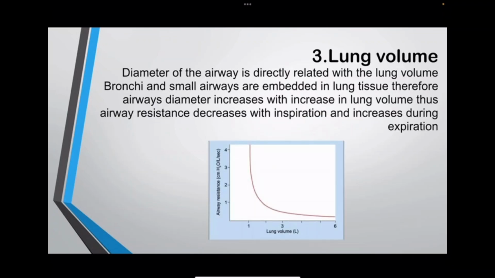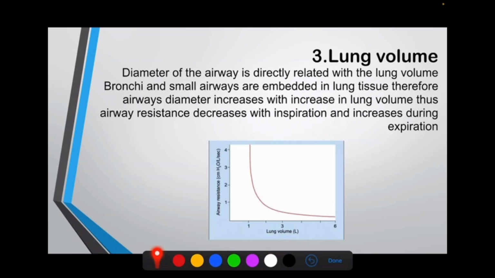Third, lung volume. The diameter of the airway is directly related to the lung volume. Bronchi and small airways are embedded in lung tissue, therefore airway diameter increases with an increase in lung volume, thus airway resistance decreases with inspiration and increases with expiration. When we look at this graph, it shows the relation between the lung volume and the airway resistance. As the lung volume increases, the airway resistance goes down, which ultimately shows that lung volume is inversely proportional to the airway resistance.